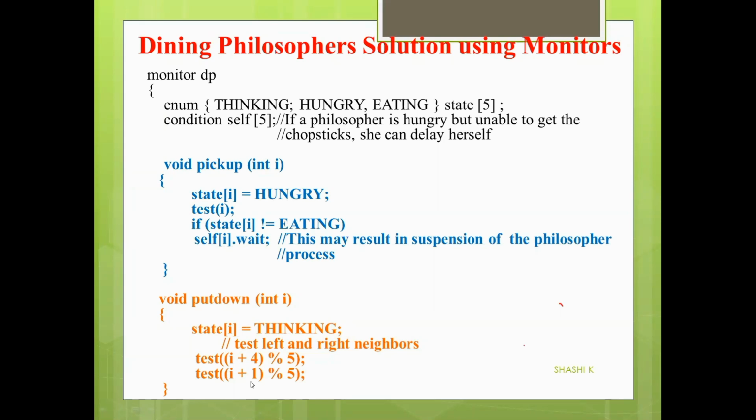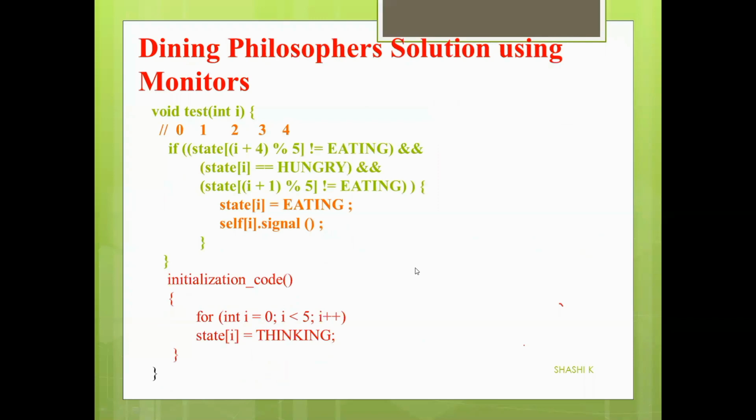So after the current process finishes its execution, he tries to give a chance to his left philosopher and right philosopher, because if they are in the hungry state, then they can go to the eating state if their neighbors are not eating. That's why we test and give a chance to the left and right philosophers of the current philosopher by executing the test operation. In this way, we are able to ensure that this solution to the dining philosophers problem using monitors provides a deadlock free solution, because everybody is being given a chance.